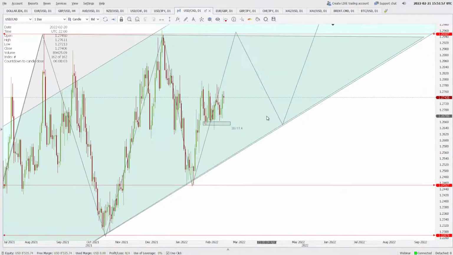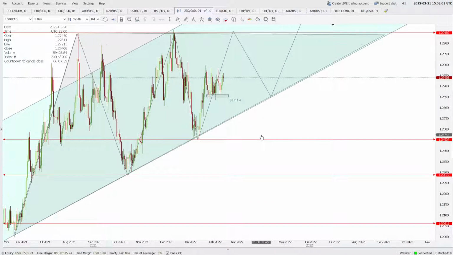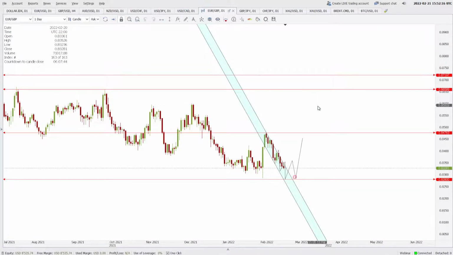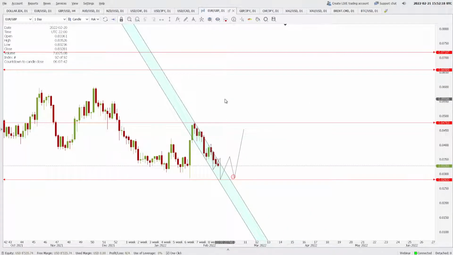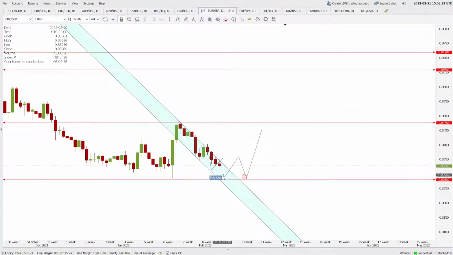Talking about the US dollar against the Canadian dollar, moving beautifully in an ascending triangle. The resistance zone of the ascending triangle is near 1.2948. The support zone is near 1.2452. The price is still very much away from these two areas, so I will say stay away from this market. Don't try to trade it in between for small profits or big losses. Don't do it.